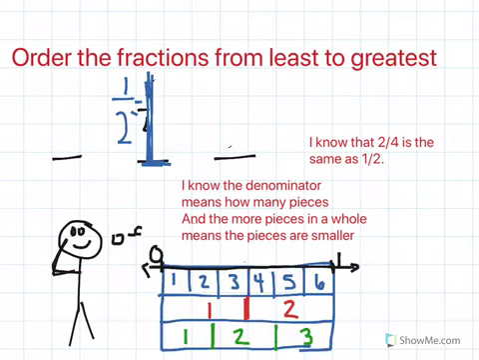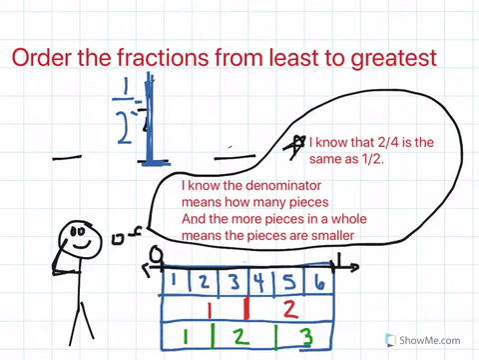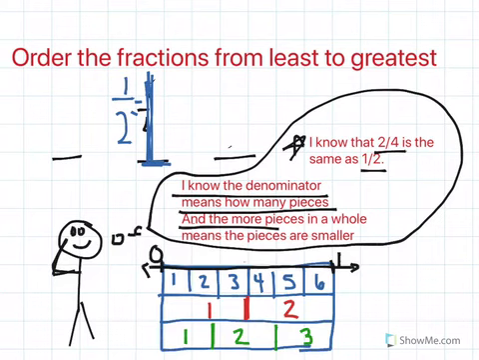So now you see the model that I've drawn down here. And I just want to think for a minute about what I notice about my fractions. So I already know that 2 out of 4 is the same as a half. I know that the denominator means how many pieces. And the more pieces in a whole means the pieces are smaller.